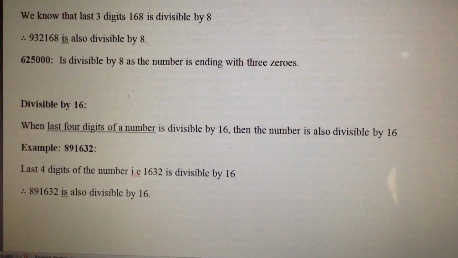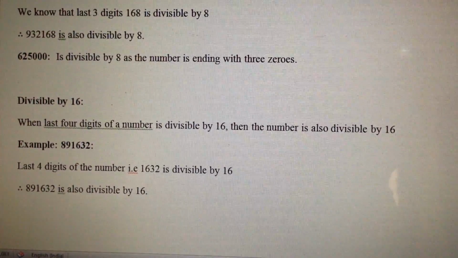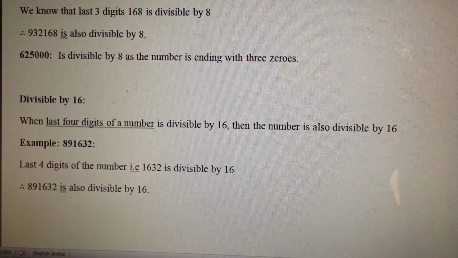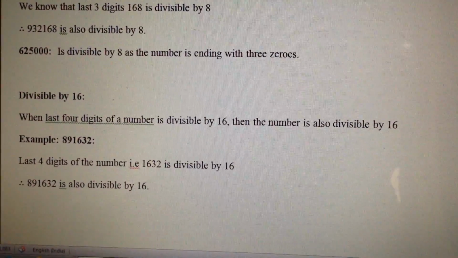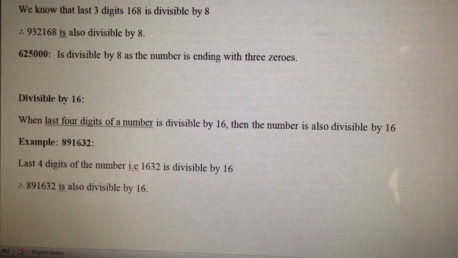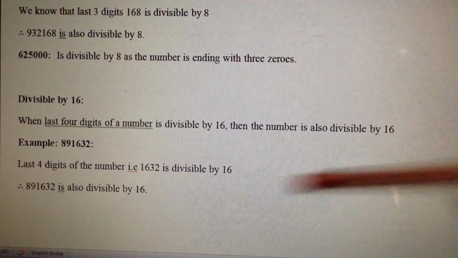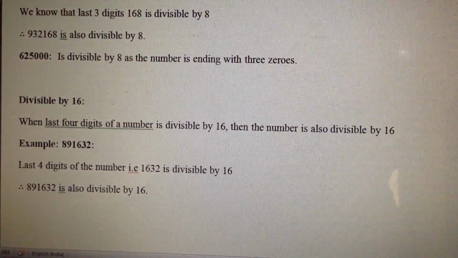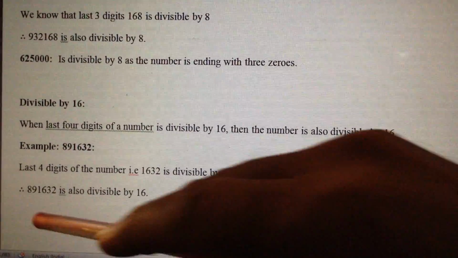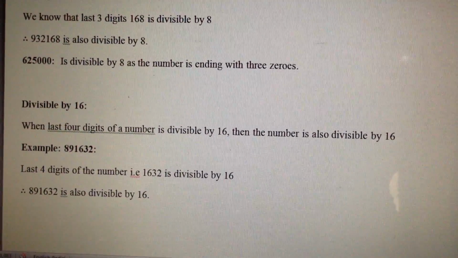Now, let us see the divisibility rule of 16. This is also more or less the same. When the last four digits of a number are divisible by 16, then the number is also divisible by 16. Here the number is 8,91,632 and the last four digits are 1632. We know that 1632 is divisible by 16. 16 ones are 16 and 16 twos are 32. When it is divisible by 16, therefore the entire number 8,91,632 is also divisible by 16.